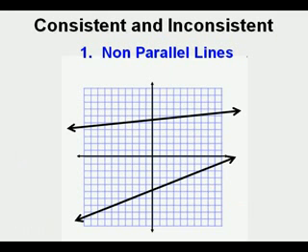If you see two lines that are not parallel, that tells you that they will have an intersection point somewhere on a coordinate plane and are therefore consistent. Since these lines go their own way or direction, we also say that these lines are independent.